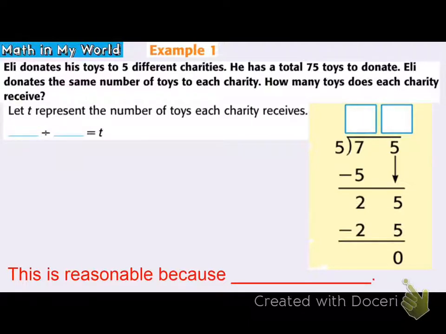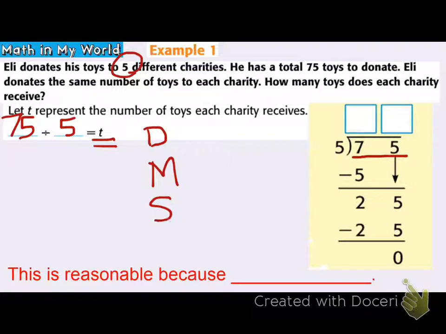Well, I know the number that I'll be putting into groups, the dividend, is 75. So I'm going to take 75 and put that number into 5 equal groups. The divisor is 5, and I need to figure out what the quotient is. How many goes into each of those 5 groups? I'm going to write down my steps just to help me along the way: dad, mom, sister, brother, or divide, multiply, subtract, bring down.